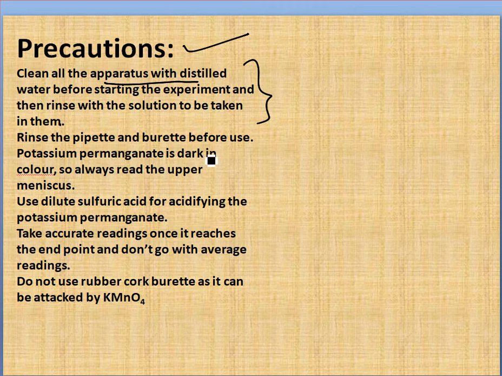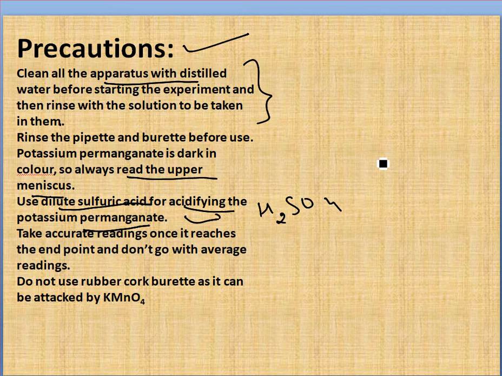Potassium permanganate is dark in color, so always read the upper meniscus. That I have told earlier. Use dilute sulfuric acid for acidifying the potassium permanganate. I have taken dilute sulfuric acid H2SO4. You cannot use HCl and HNO3. The reason I have told you. Second, take an accurate reading once it reaches the end point. The end point is when the light pink color appears, and don't go with the average reading. If the reading is not coming, you have to add the solution drop by drop.